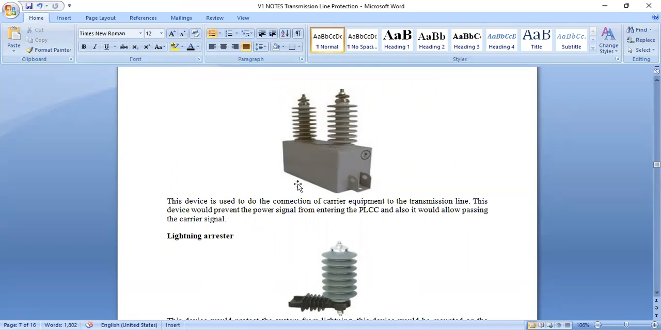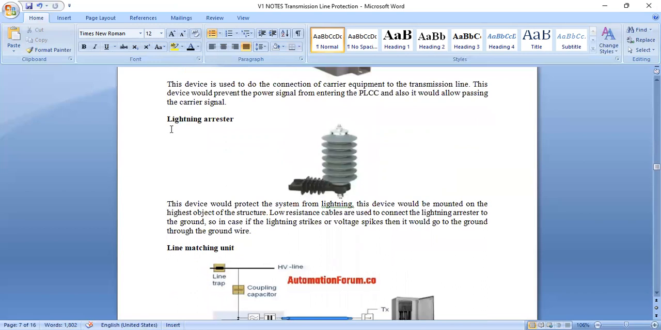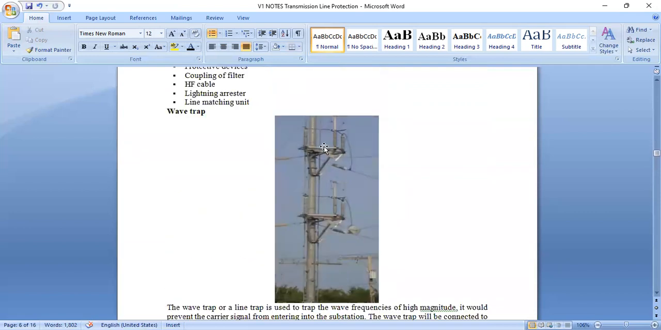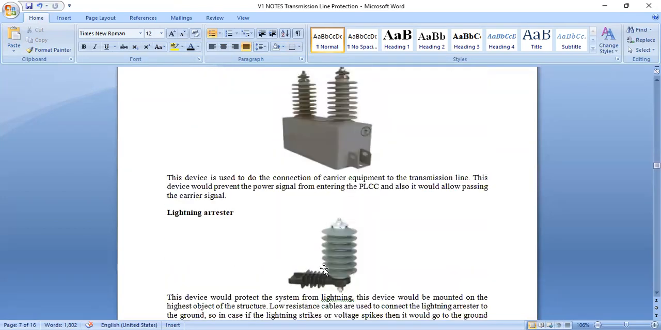These devices prevent the power signal from entering the PLCC, and allow the carrier signal to pass. Then the lightning arrestor: this device protects the system from lightning, and it is mounted on the highest object of the structure. That means we have to connect it at the highest point, it is not clear in this image because this is the wave trap. Okay, so it looks like this is the lightning arrestor.